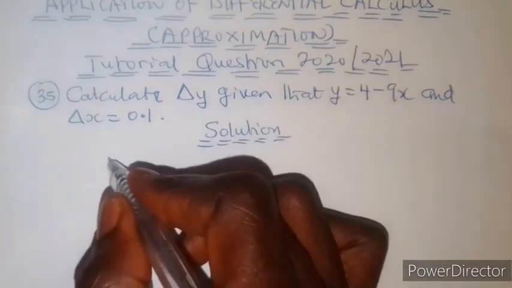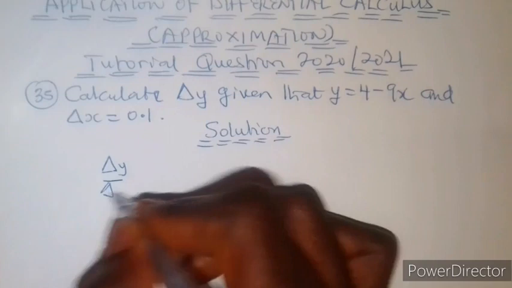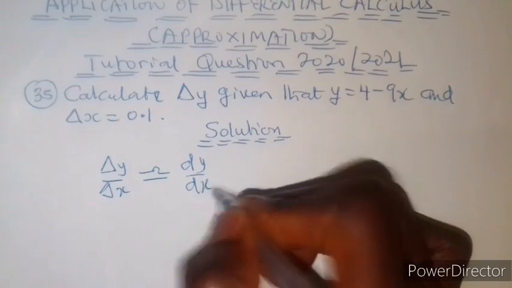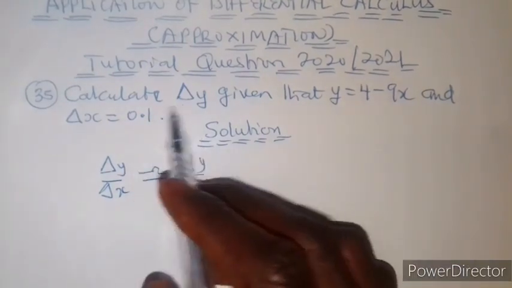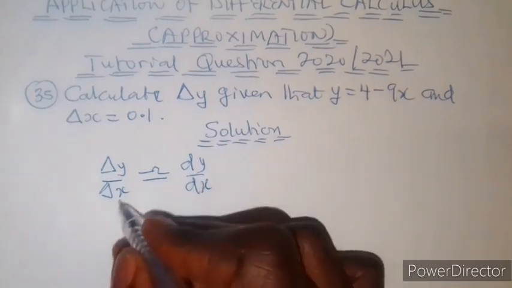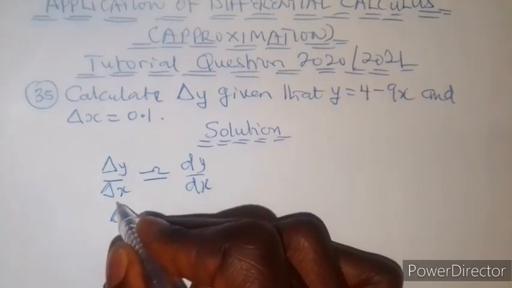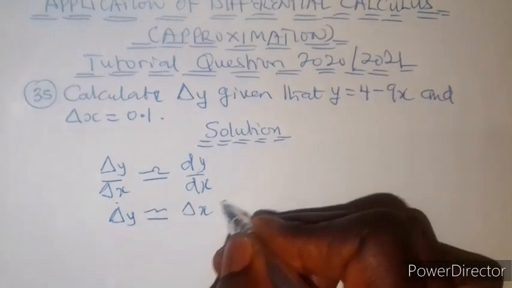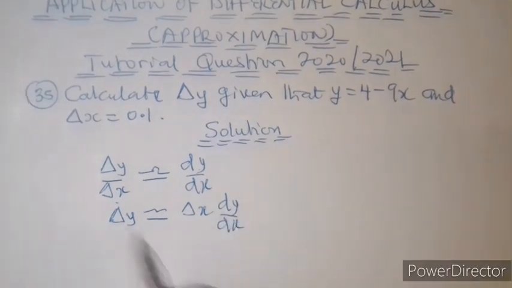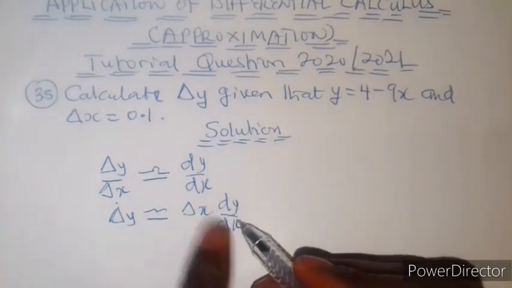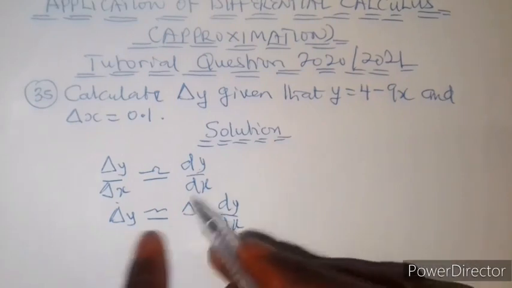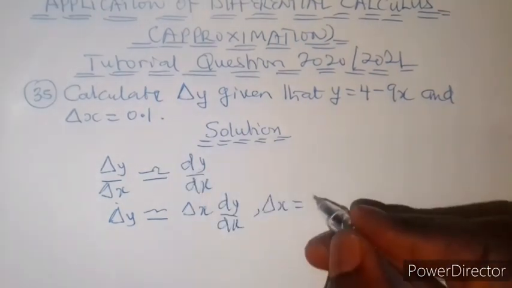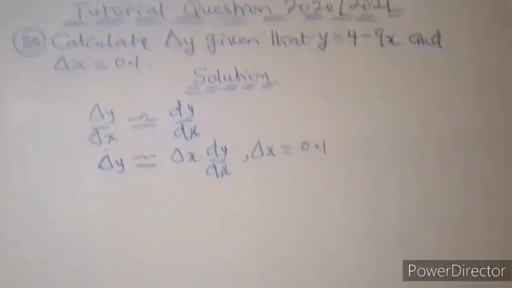Now, we know that delta y over delta x is going to give us an approximate value for dy/dx. In this case, since we are to calculate the value for delta y, I'm going to cross multiply delta x to this part here, and that will give us delta x multiplied by dy/dx. So from this, you can see that we need the value for dy/dx for us to be able to solve this. And bear in mind that delta x has a value of 0.1.